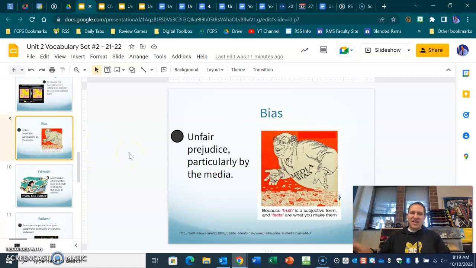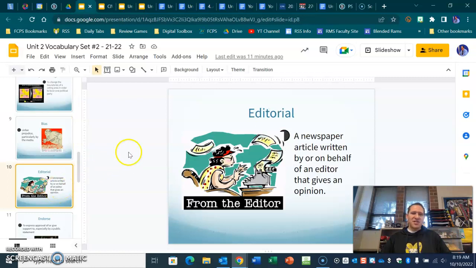Bias is one-sided or unfair prejudice by the media. And you're going to see that most media outlets have a biased viewpoint. There's very few that can be truly politically neutral. That's true about people too. It's true about reporters. There's a lot of different biases there.